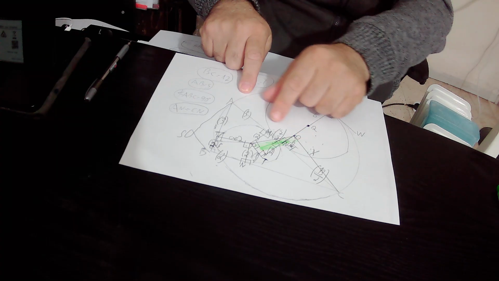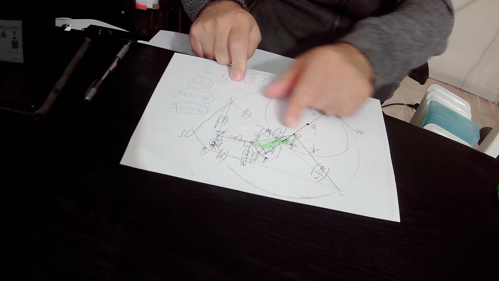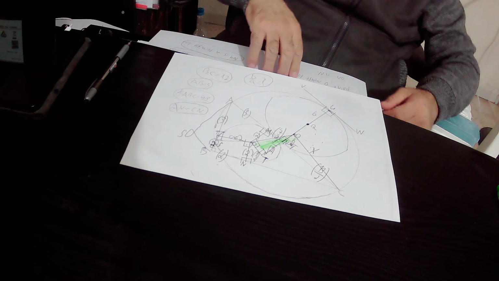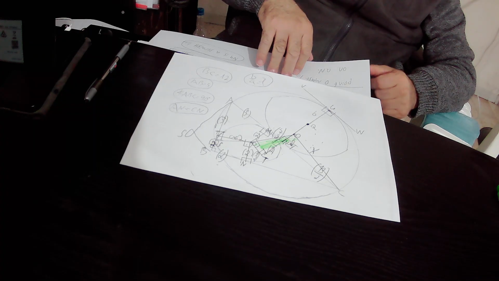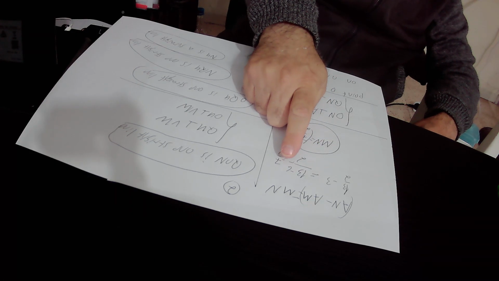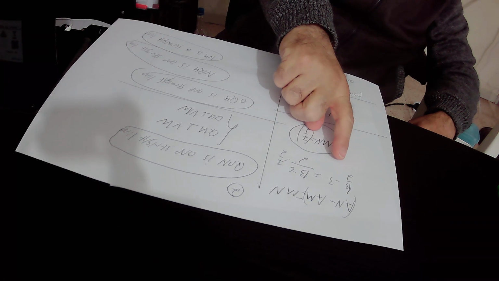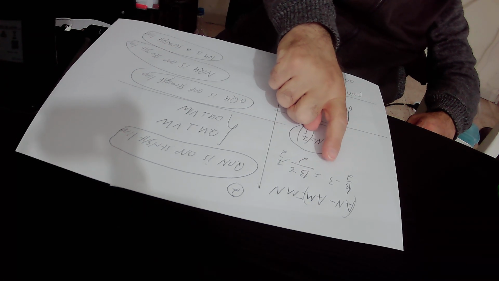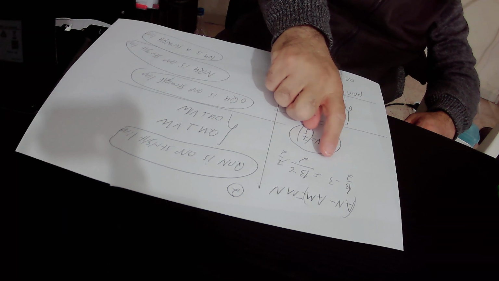So AM equals 3, AN equals 13 over 2. Therefore AN minus AM equals MN. Again, AN minus AM equals MN. AN is 13 over 2, AM is 3. 13 over 2 minus 3.